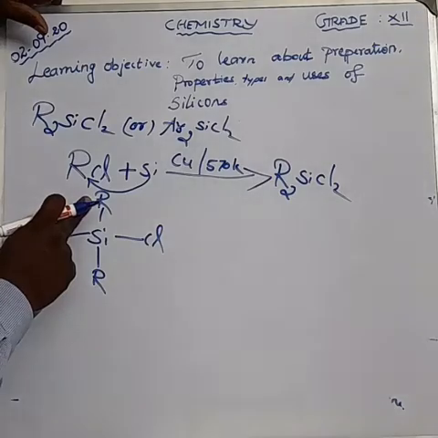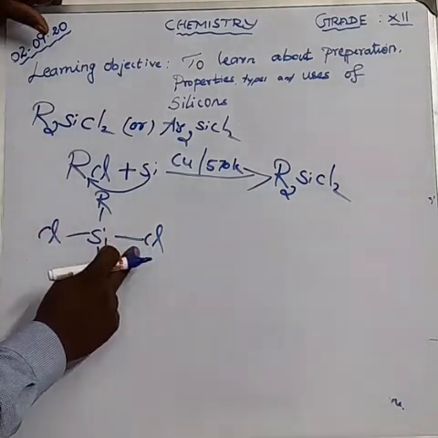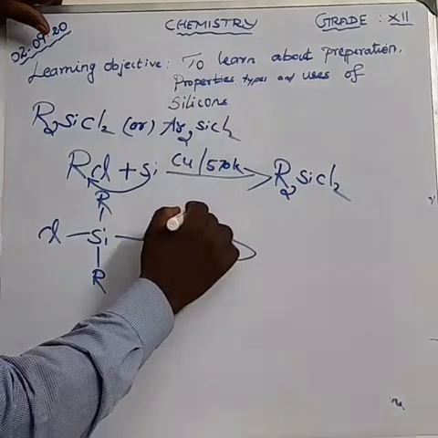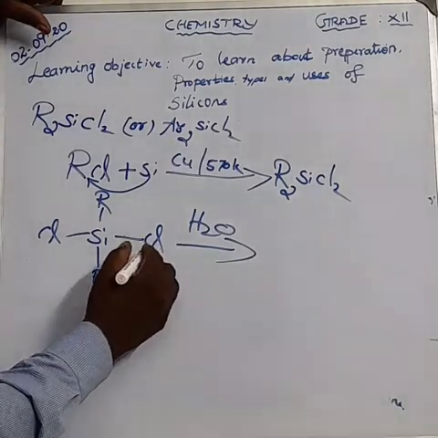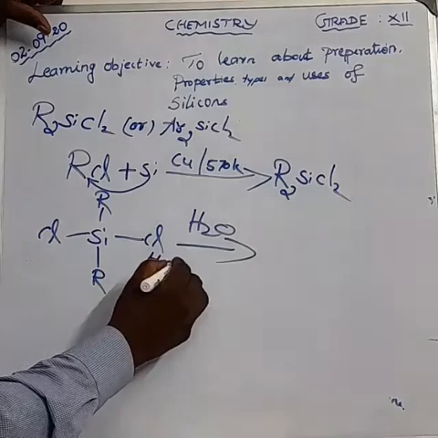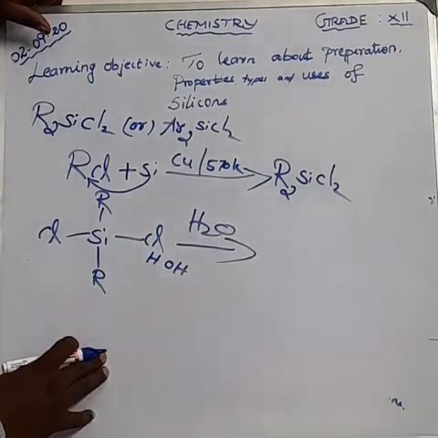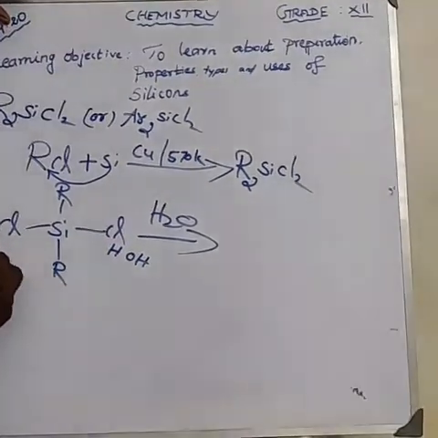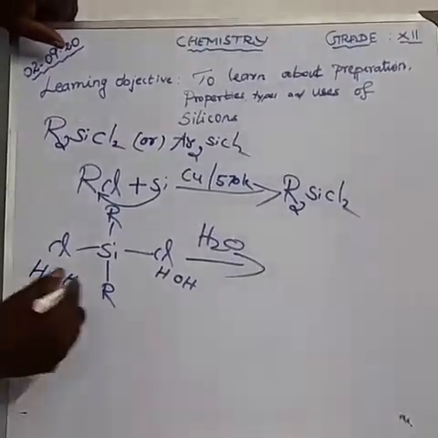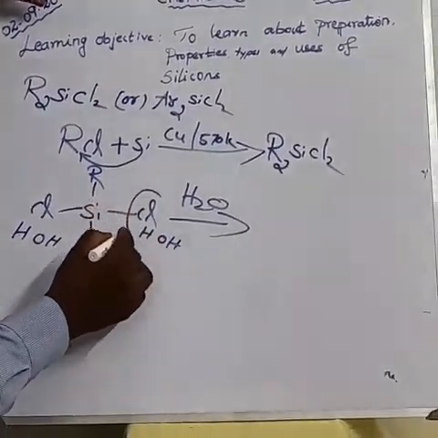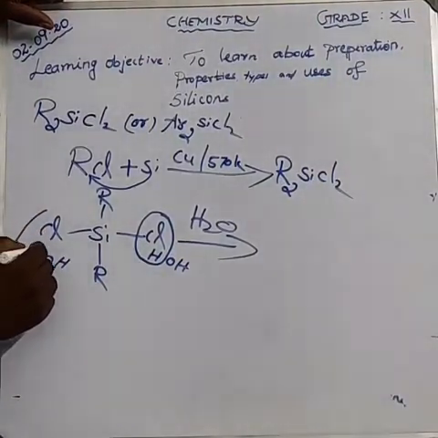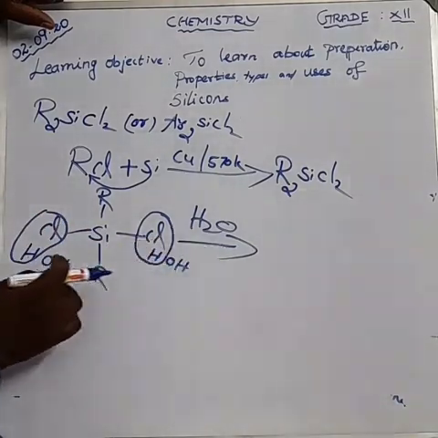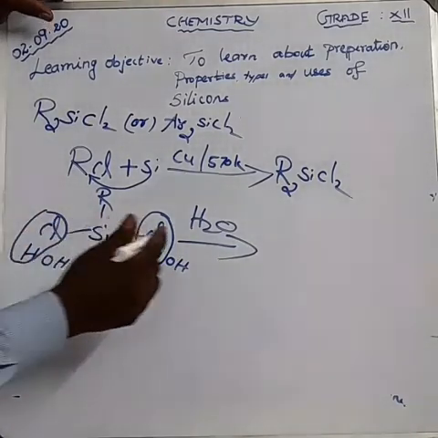R2 having dialkyl dichlorosilane, on heating with water, H2O. Here we are adding water, which can be written as HOH. Clear? And here also water can be written as HOH. Thus hydrogen and chlorine react to form HCl, and the OH will be attached here. So what's the product?